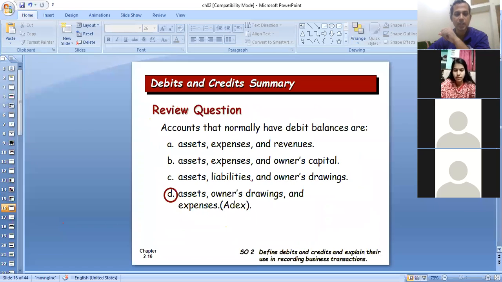So this is another question for the class. Accounts that normally have debit balance are assets, owner's drawings, and expenses. ADX. Can you remember? So their normal balance, ADX, assets, dividend or drawings, and expenses, are all debit. Okay, I have already discussed all these things.